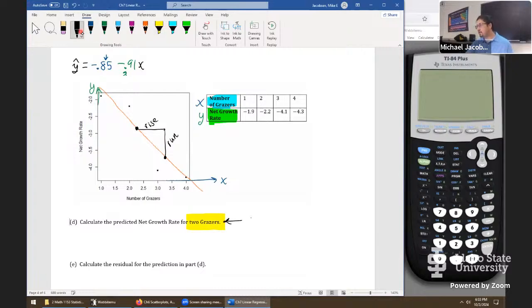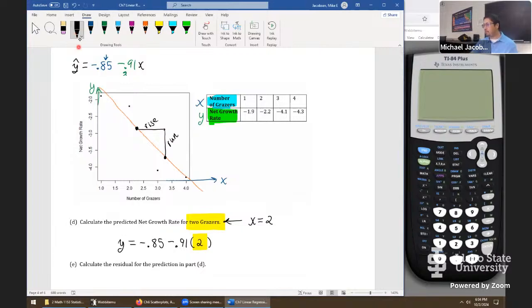This means X equals 2. So that's not too bad. We go right up here where we had the model from part A, and write Y equals negative 0.85 minus 0.91 multiplied by 2. All we're doing is putting in an X value and seeing what we get. Does that make sense to folks on that step?